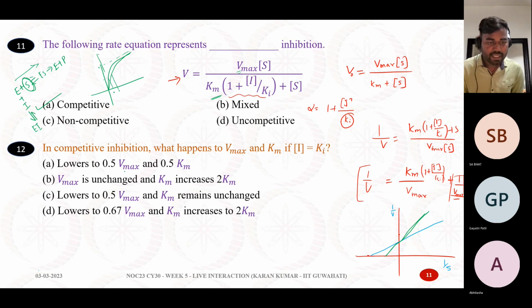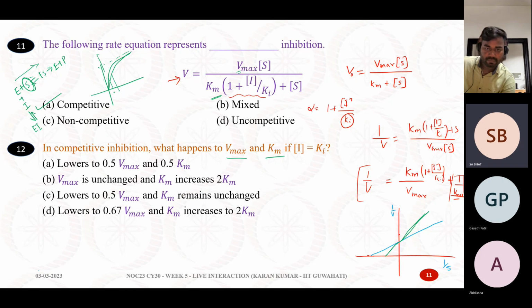Now the next question: in competitive inhibition, what happens to the Vmax and Km if I is equal to Ki? The equation is given here. Quickly calculate what the Vmax and the Km will be. Since it is competitive inhibition, Vmax will remain unchanged. Km will be 2 Km.